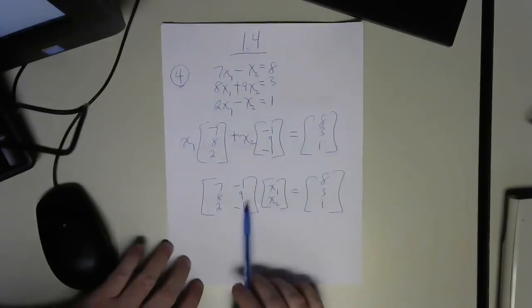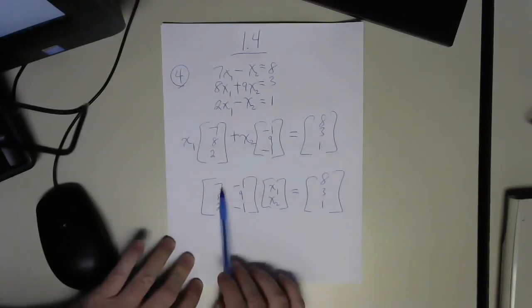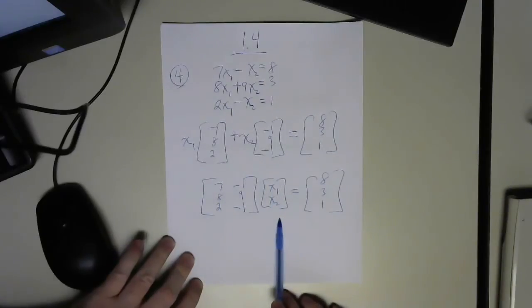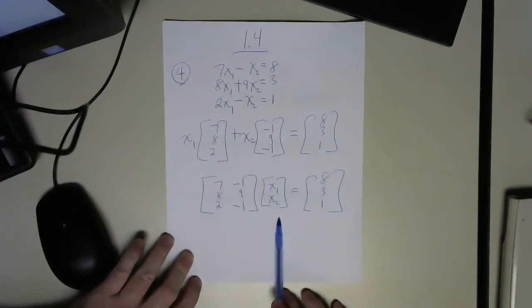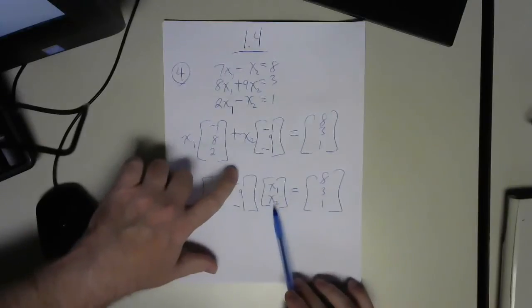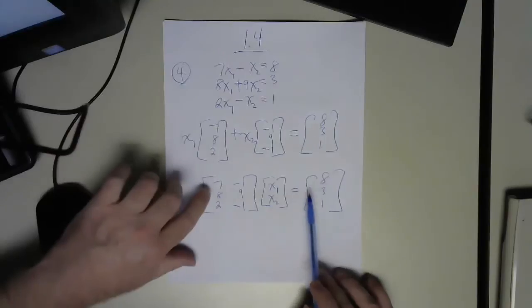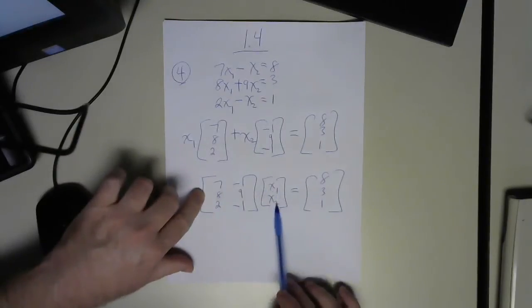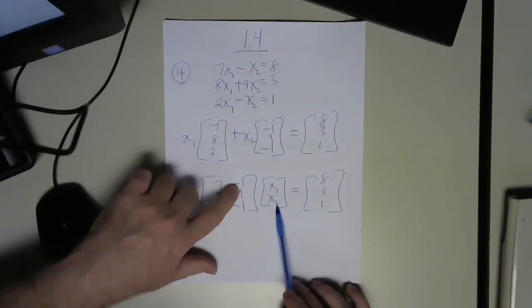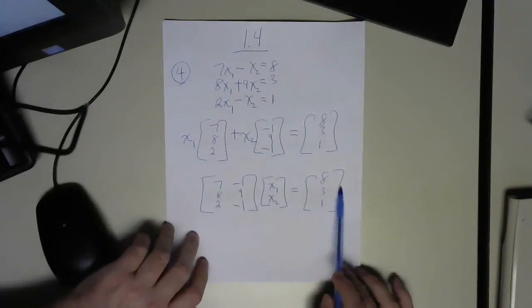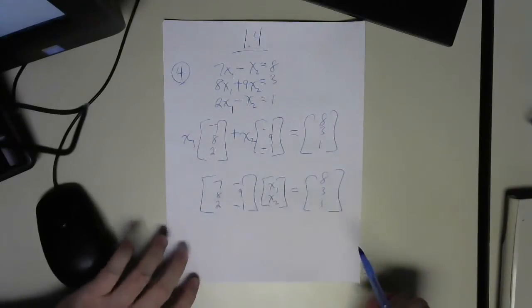Notice, by the way, if I double-checked, if I multiply the first row by the first column, remember that's how you multiply two matrices together, you'd get 7x1 minus x2 equals 8, and that is the first equation. And if you did the second row times the first column, you get 8x1 plus 9x2 equals 3. That looks right. So it is equivalent to the original system.